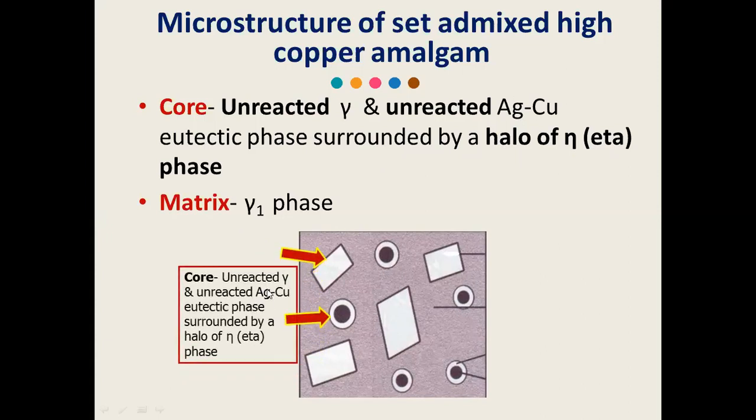Now in this pictorial image you can see the core: these are the regular crystals of your unreacted gamma phase, and you can see here the halo of eta phase, the white ring, and the black circle is your eutectic phase, that is silver copper. And lastly is your matrix, which is light gray in color. This whole matrix is formed by the gamma 1 phase. So this is about your admixed high copper amalgam.